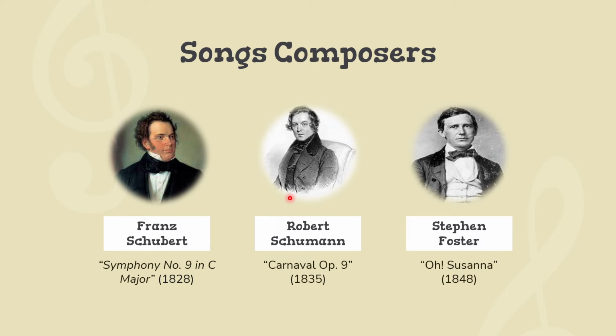There exist different composers, like Franz Schubert, who composed the Symphony Number 9 in C major back in 1828, and Robert Schumann, who composed the Carnival Op. 9 back in 1835. These two composers are known for writing light songs, while Stephen Foster, who wrote Oh Susanna back in 1848, is known for writing parlor songs.